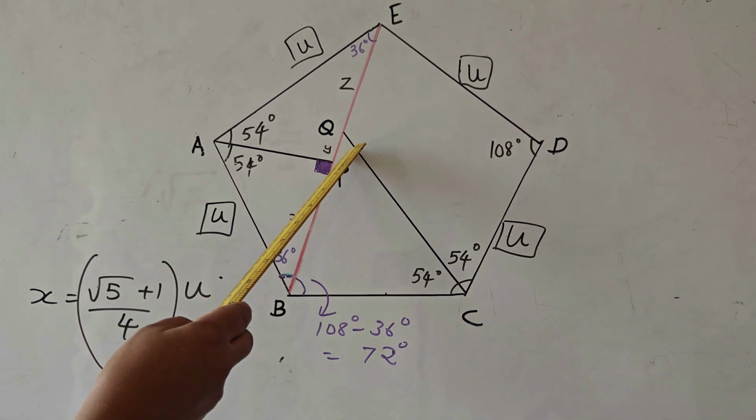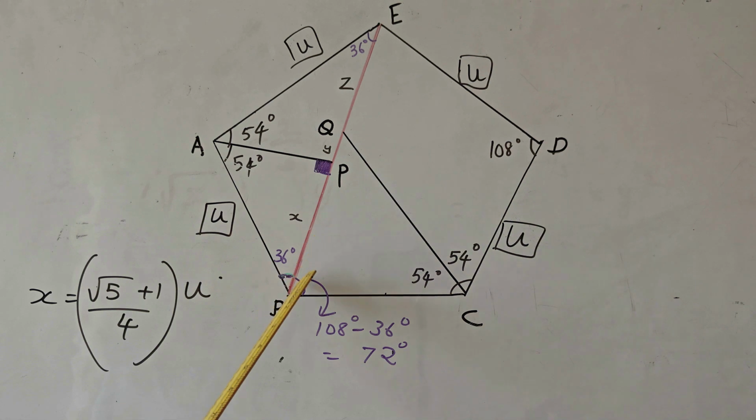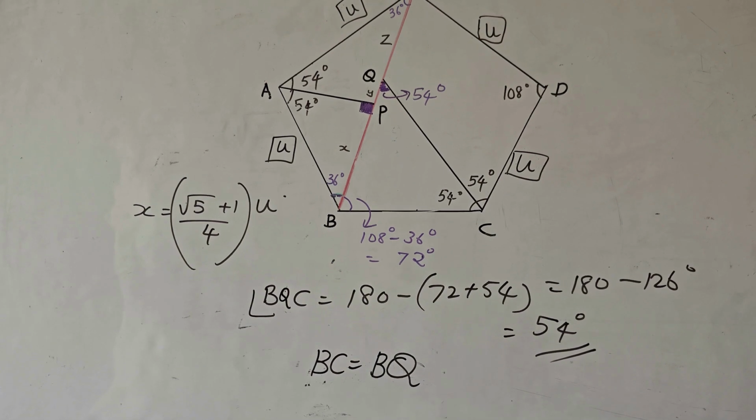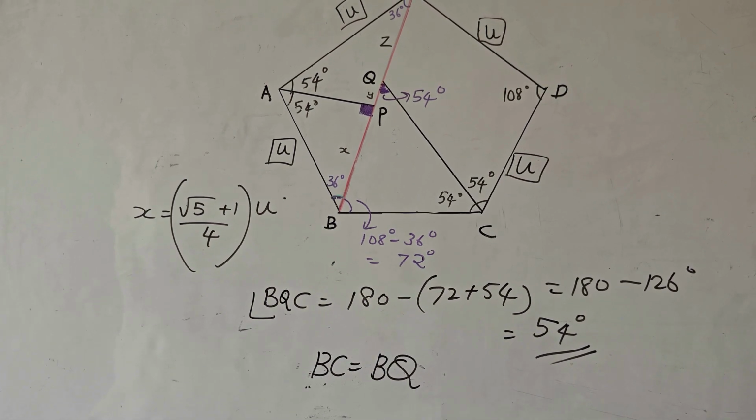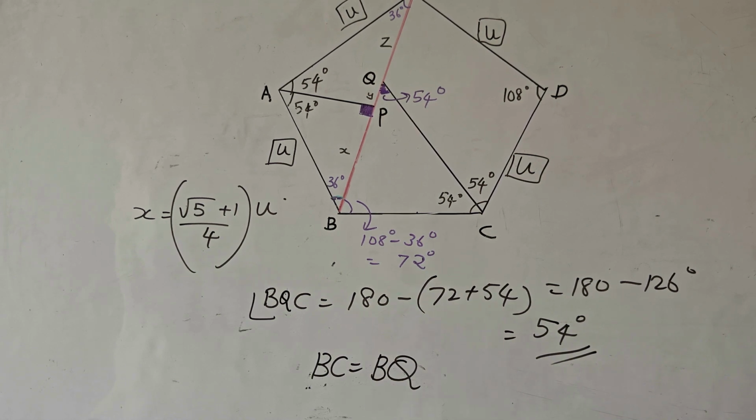This angle is 72, this is 54. So we can find the measure of this angle because the sum of the three angles of a triangle is 180 degrees. Here, angle BQC is equal to 54 degrees, by applying the sum of angles of a triangle. So triangle BQC has become an isosceles triangle because the base angles are each equal to 54 degrees. Therefore, I can say BC is equal to BQ.